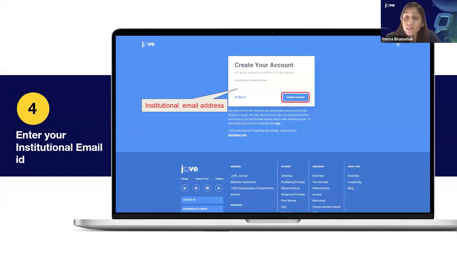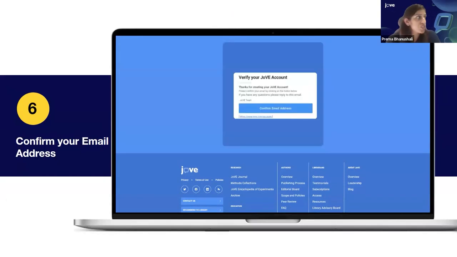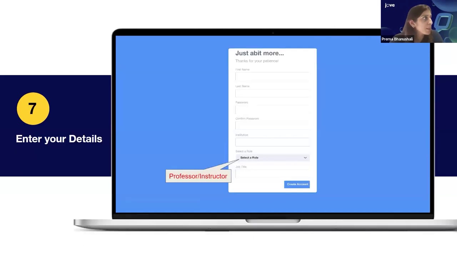What you need to do here is put your institutional email address. This is just the institutional email address. You don't need to put your institutional password and other credentials. Using just your institutional email address, JoVE on the back end will recognize the email domain and provide you access as per your institute. Once you complete that, you will get a verification email. Based on the stringency of your inbox, it would either be in your inbox or in your spam folder, so please make sure to search your spam folder also.